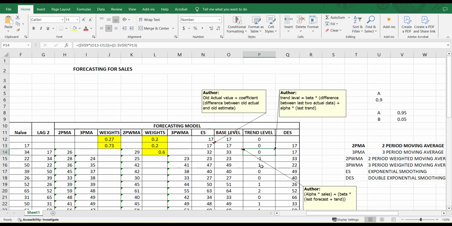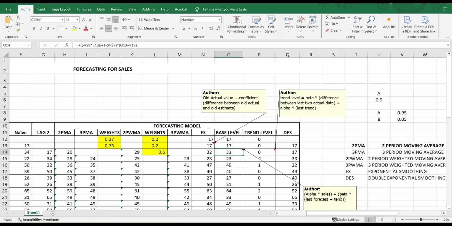So it measures if the trend is increasing or decreasing. It calculates the current trend and adjusts for the previous trend also. So for the first few observations it will be 0, and then it will start to change depending upon the amount of change in the data. Then it calculates the base level. The formula is alpha into sales, where alpha is given as 0.95, plus beta into last forecast plus trend.